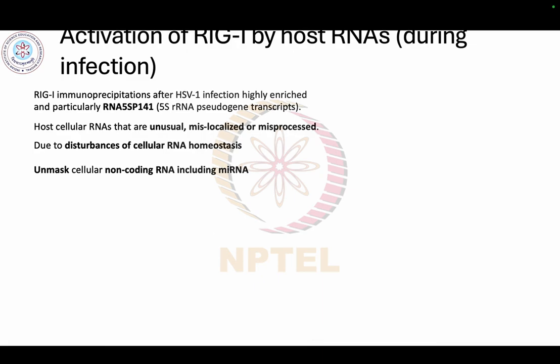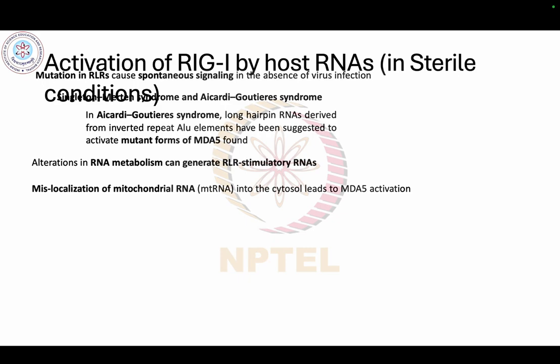Activation of RIG1 by host RNAs during infection. RIG1 immunoprecipitations after HSV1 infection: highly enriched, and particularly RNA 5S rRNA. So that is RNA 5S P141, 5S rRNA pseudogene transcripts. Host cellular RNAs that are unusual, mislocalized and misprocessed due to disturbances of cellular RNA homeostasis unmask cellular non-coding RNA including miRNA. Activation of RIG1 by host RNAs in sterile condition. Mutation in RLRs cause spontaneous signaling in the absence of viral infection.